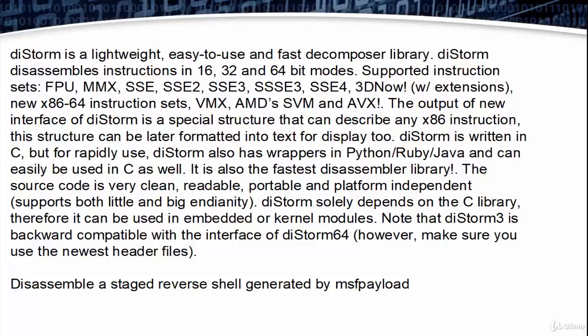diStorm is written in C, but for rapid use, diStorm also has wrappers in Python, Ruby or Java, and can easily be used in C as well. It is also the fastest disassembler library. The source code is very clean, readable, portable and platform independent. Supports both little and big endian.